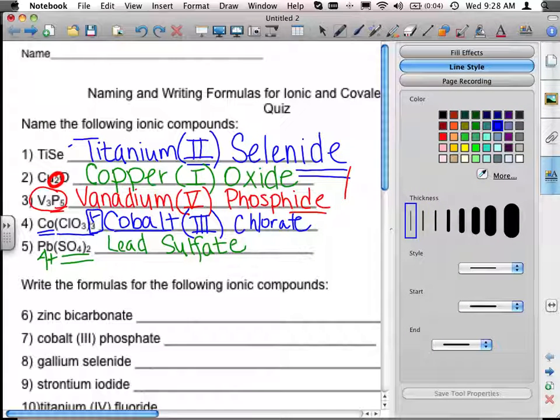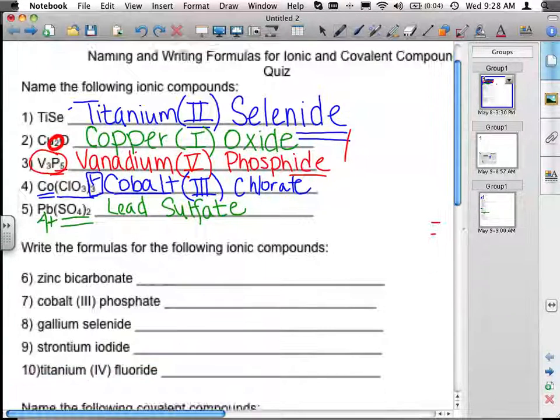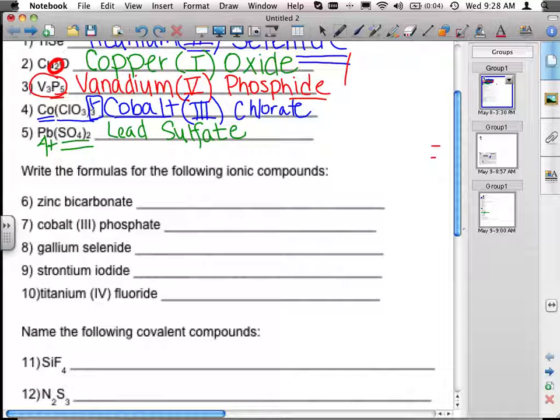If it's not given a Roman numeral, you have to assume that it's 1. Again, zinc is a transition metal. Since there is no Roman numeral, we can assume that it's 1. Zn, the Roman numeral tells us it has a +1 charge. I am adding that to bicarbonate.